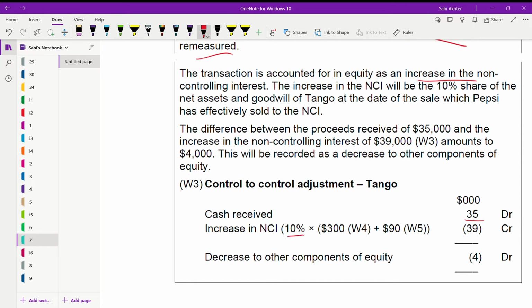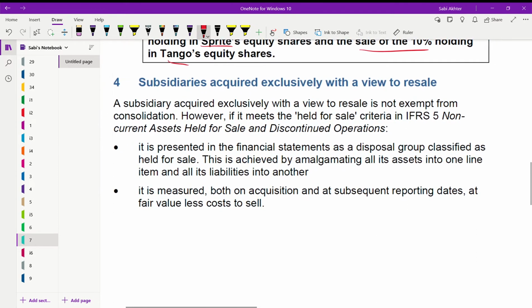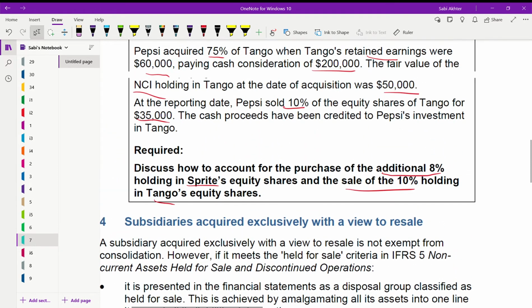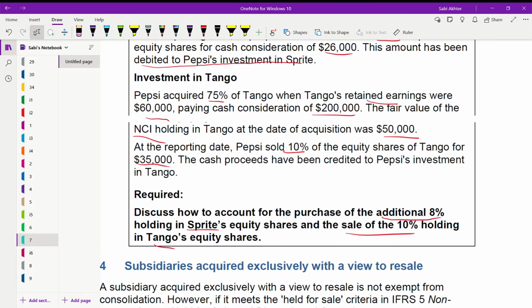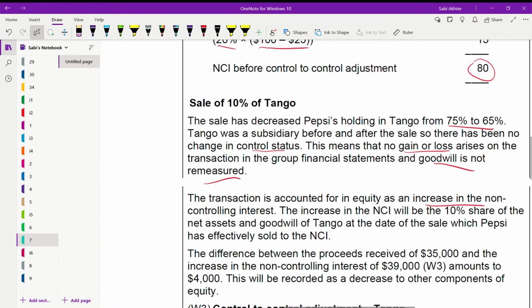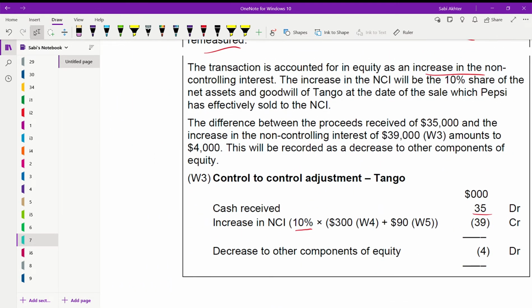Because from 75 to 65, right? Is it, or is it 70 to 60? I forgot. It is 75 to 65. They are sold in 10%. So that means NCI will increase by 10% into 300 plus 90.